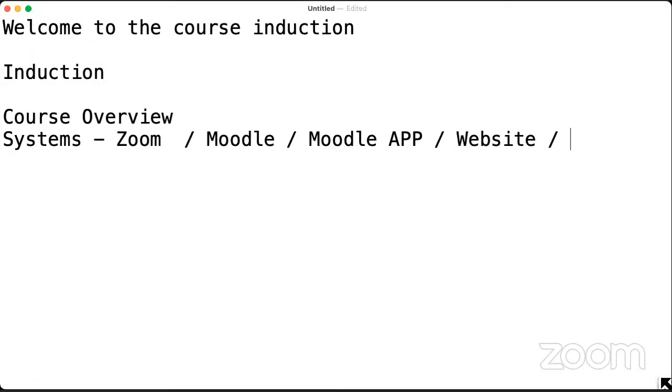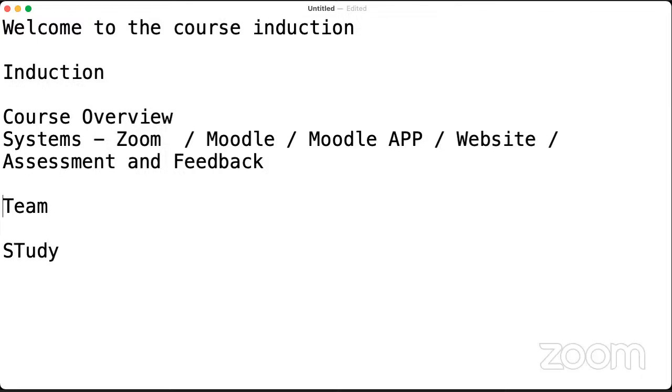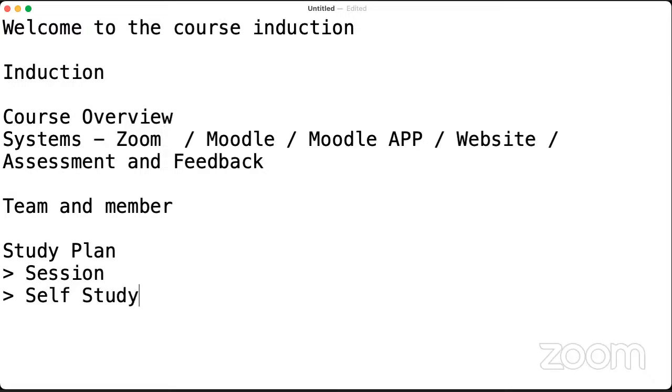bits and pieces in terms of assessments and feedback, for when you come to a stage where you are able to submit assignments, and how the assessments and feedback work. We'll discuss the team and team members, so that you know who the key members are that you can speak to. And then we are also going to discuss briefly a study plan, which will look at a combination of online sessions, a bit of self-study, and just give you a steer in the direction of some sort of plan that you can follow so that you're making continuous progress on the course.